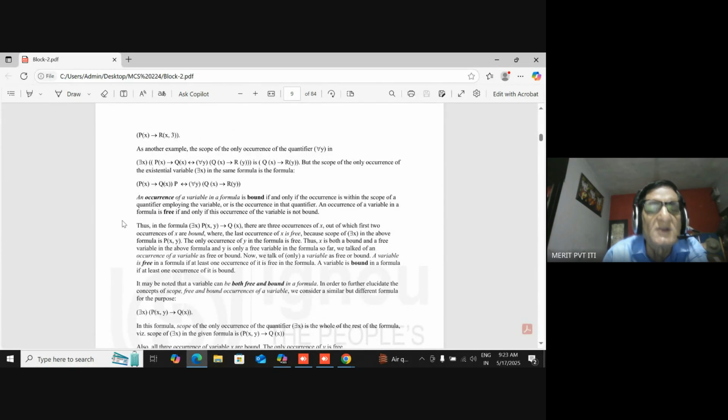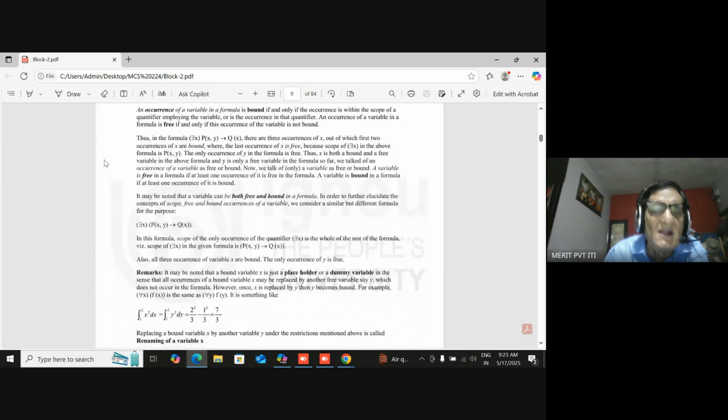An occurrence of a variable in a formula is bound if and only if the occurrence is within the scope of a quantifier employing the variable, or the occurrence is the quantifier's own. An occurrence of a variable in a formula is free if and only if the occurrence of the variable is not bound.